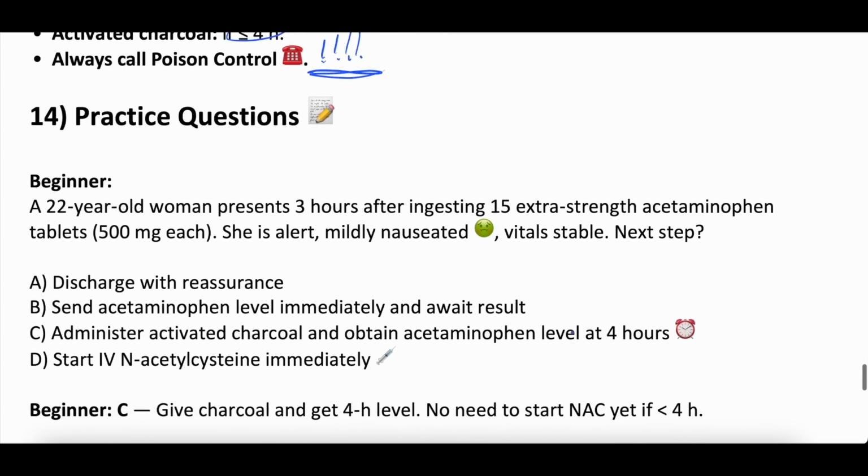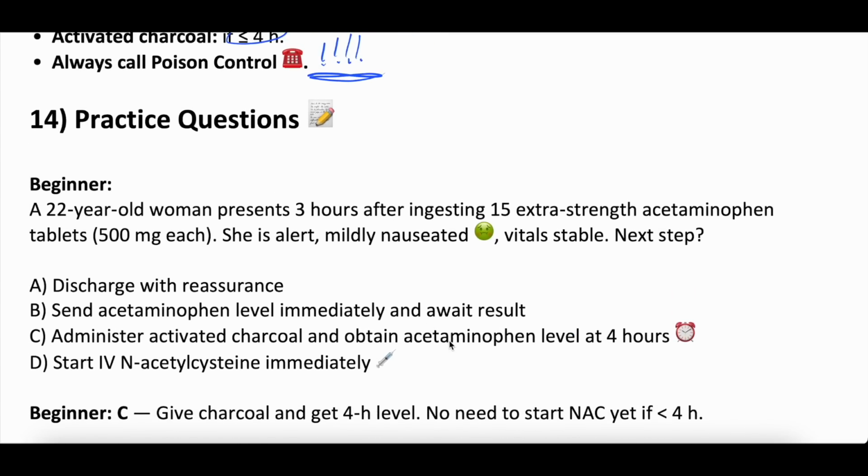The answer is C, give activated charcoal and get a 4-hour level. No need to start N-acetylcysteine yet if less than 4 hours. So the keys here are 1, 3 hours from ingestion, okay? So we don't need a level until the 4-hour mark. So we have a good timeline. It's 3 hours from ingestion. 15 extra strength, so we know the amount and the dose. And we know that 15 times 500, we'll probably do our math wrong, but it's about 7,500 maybe milligrams. So it's not quite above that for sure toxic dose.